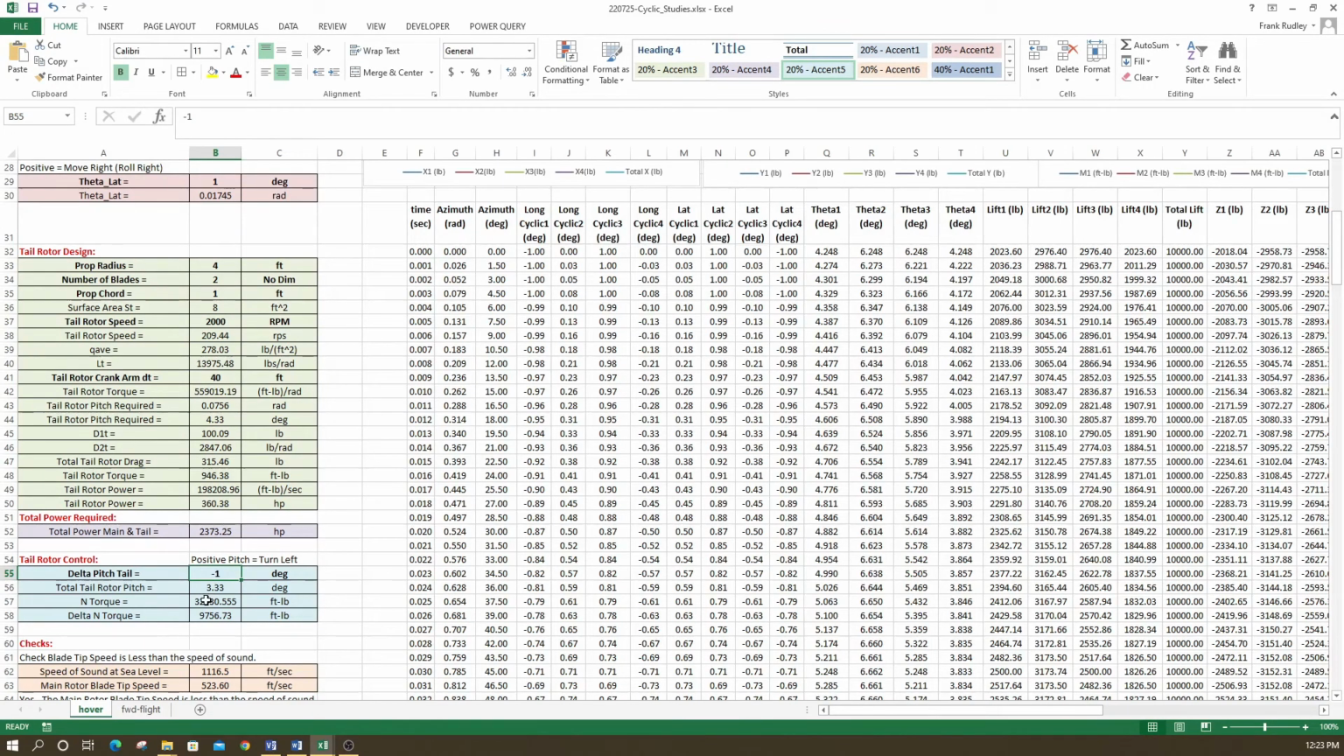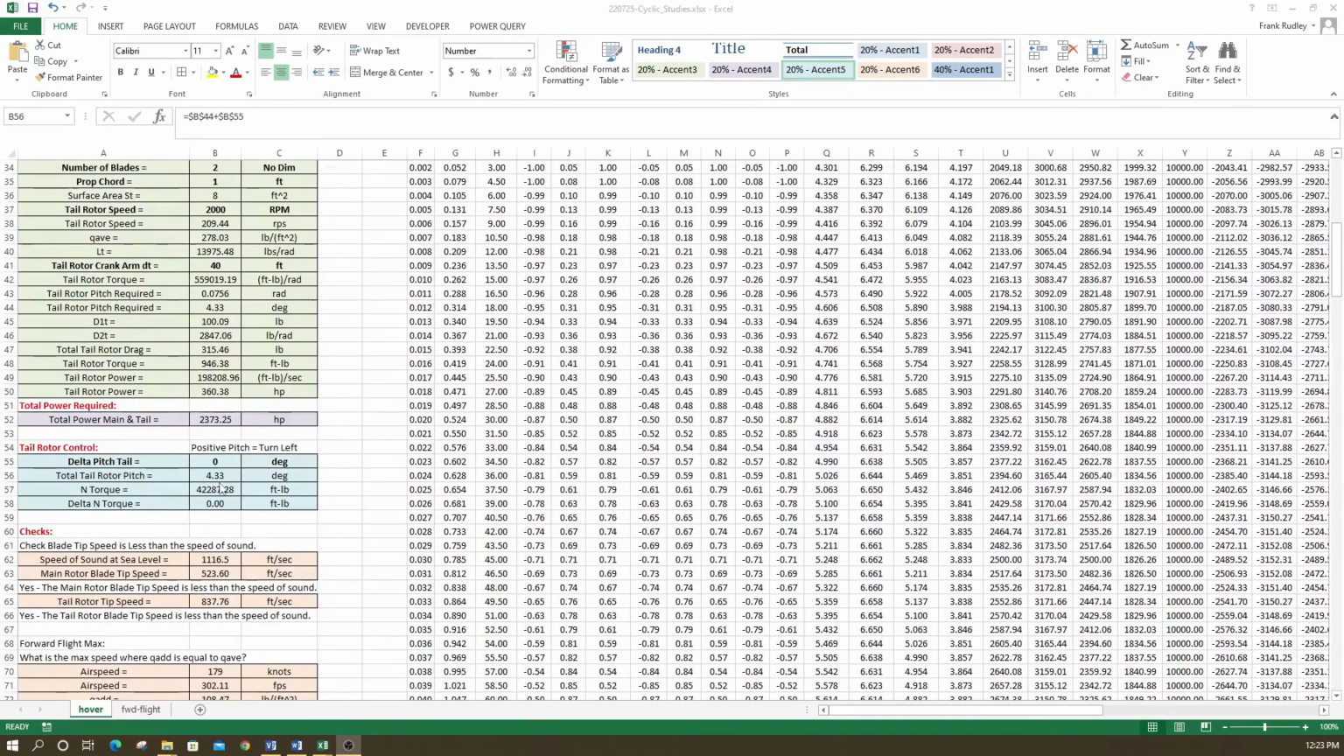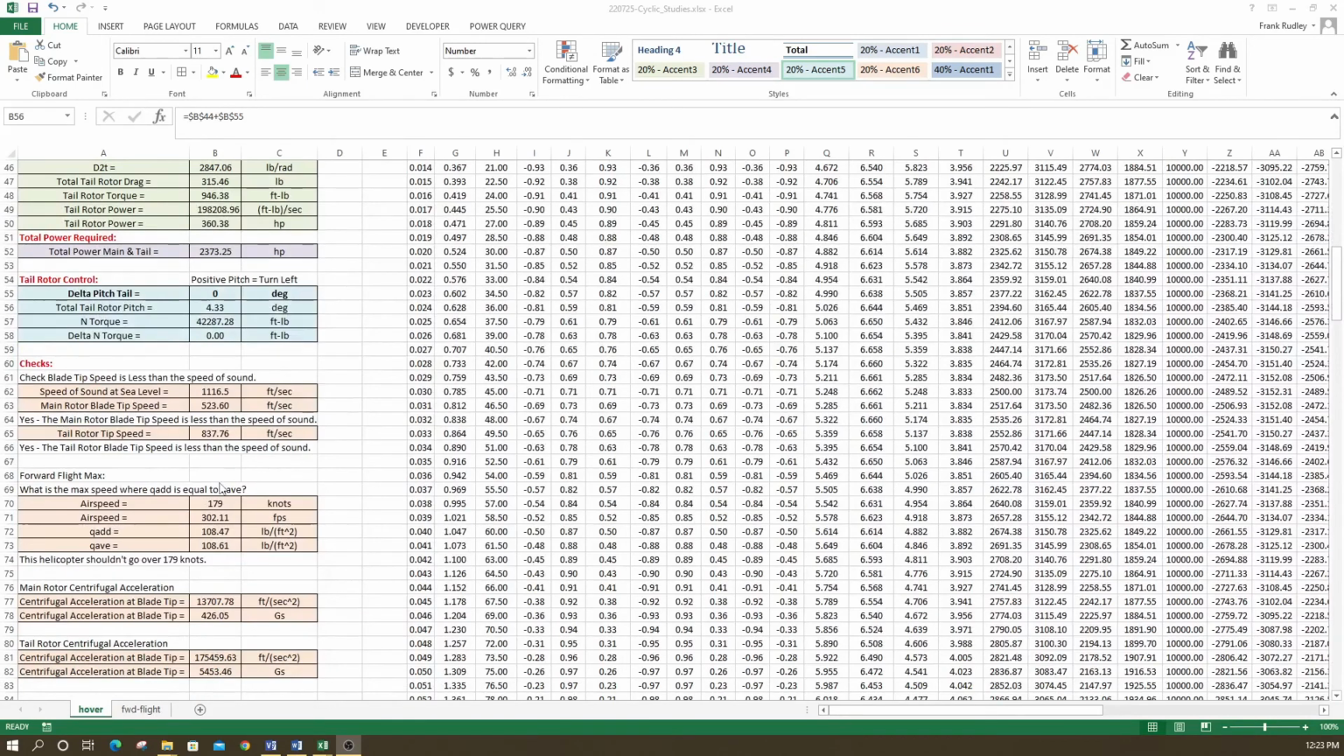So this would reduce the pitch of the tail rotor, which would allow me to turn to the right now. So put that in there. So this is the tail rotor. So now I wanted to do some checks here. So I wanted to look at a few things here.